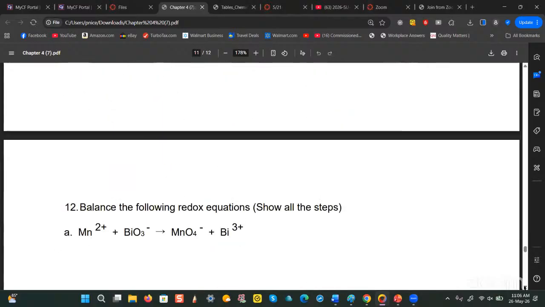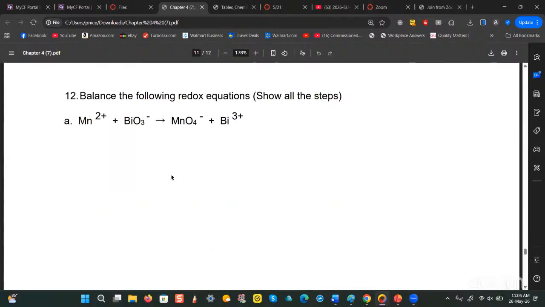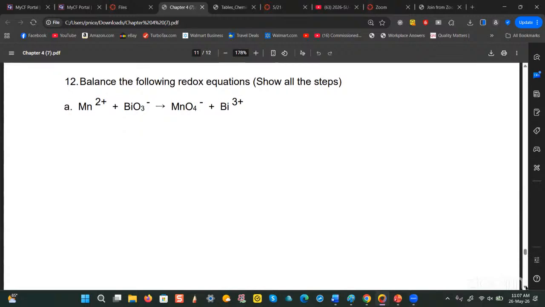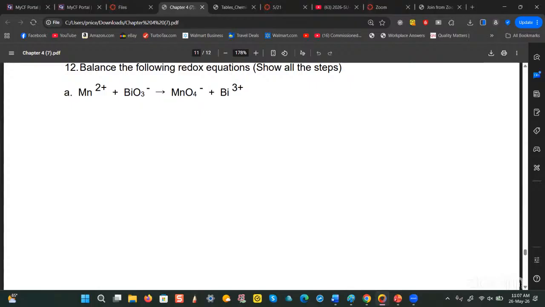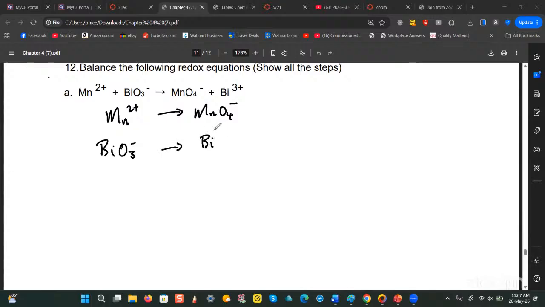Okay, let me scroll down to the first of the balancing of equations, right? Balancing of redox equation. So the first one, you're given the unbalanced equation. So what's the first step? Let me hear what you have to say about the first step. You can look in your notes that we just covered. What's the first step in balancing any redox equation? Right, 2 half equations. So Mn2+ to form MnO4- and BiO3- to form Bi3+, all right?